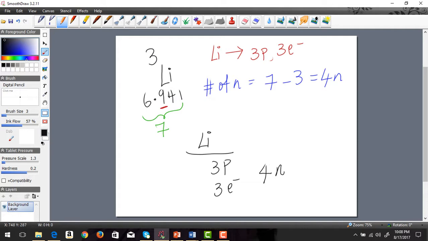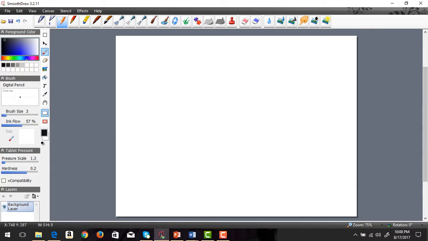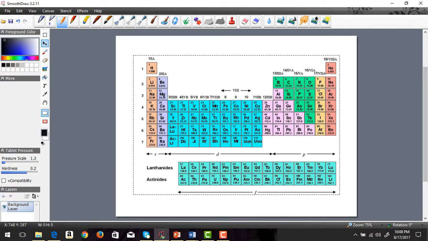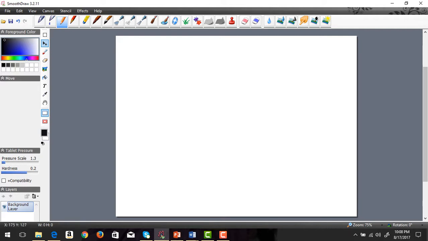All right, here's our next example. Let's pick potassium. It's 19, 39.10. So it's potassium, 19, 39.10. As always, the atomic number is not as confusing.